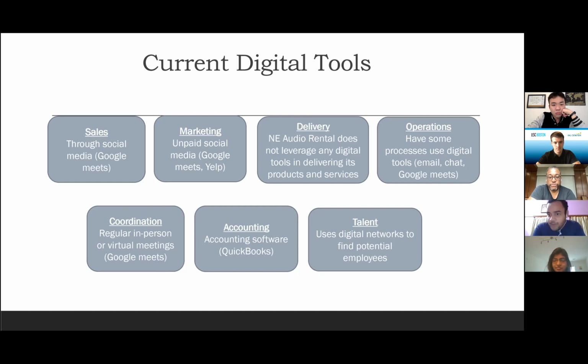We have ERPs, enterprise resource planning. But they have some digital tools: their website is great, their marketing on different sites like Yelp is great. And in accounting, they have QuickBooks. This is accounting software, they're outsourcing it, but it's very efficient. And we also want to use digital networks to find potential employees. So there are some digital tools which are lacking, and there are some that are good. So now Nandini will take over from here.